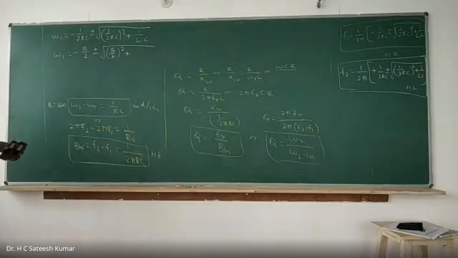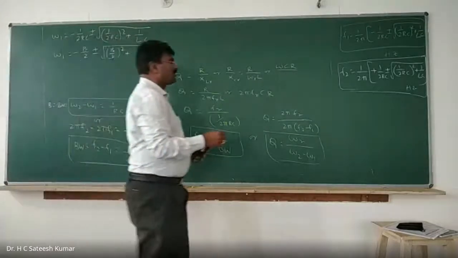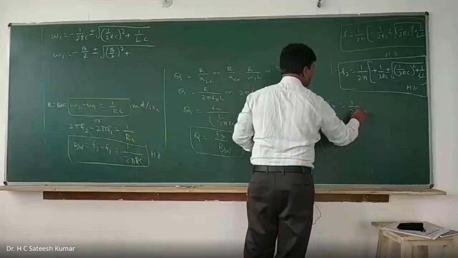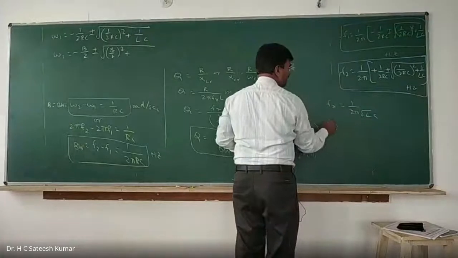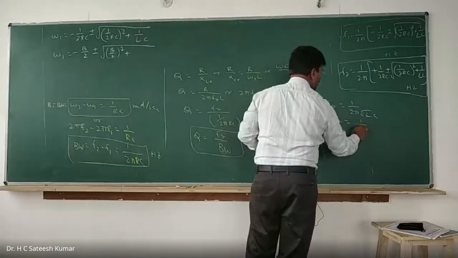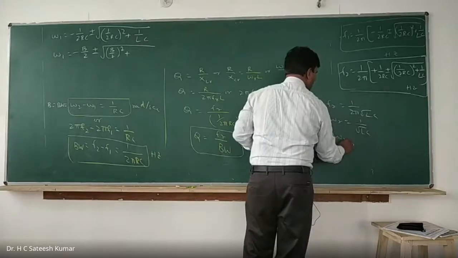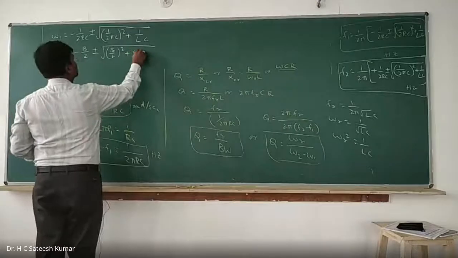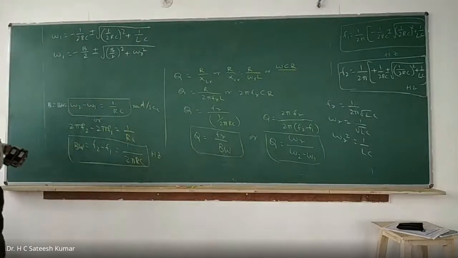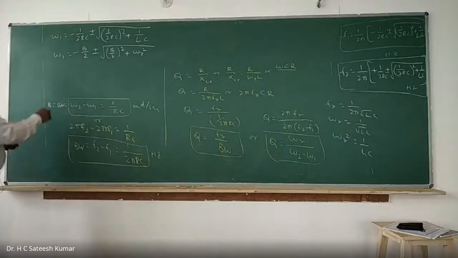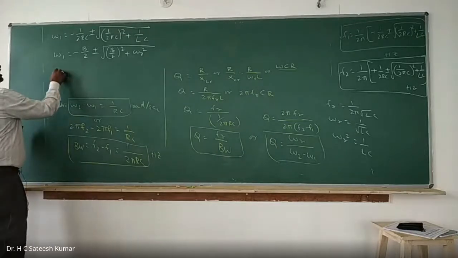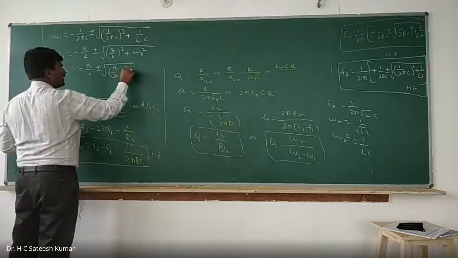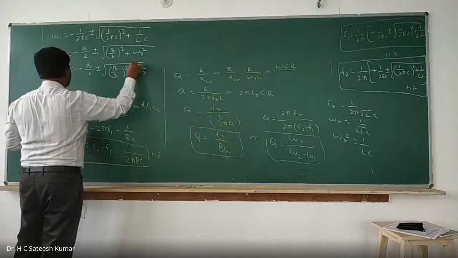What is your resonant frequency? FR is equal to 1 over 2 pi root LC, and 2 pi FR is omega r. So omega r is equal to 1 over root LC. Therefore, omega r square is equal to 1 by LC. So we can write omega 1 in terms of omega r square, and similarly for omega 2, it is equal to minus B by 2 plus or minus square root of (B by 2) whole square plus omega r square. This way also we can write it.